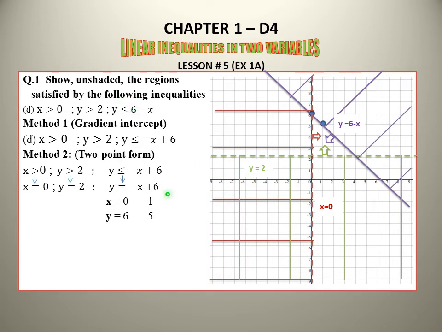So this is how we draw the graph and find the defined region. In some questions you are asked to shade the defined region, so then we will shade the defined region for all the inequalities, and the common region is your defined region which satisfies all the inequalities. So this is part D of question number 1. Let's solve one more part.